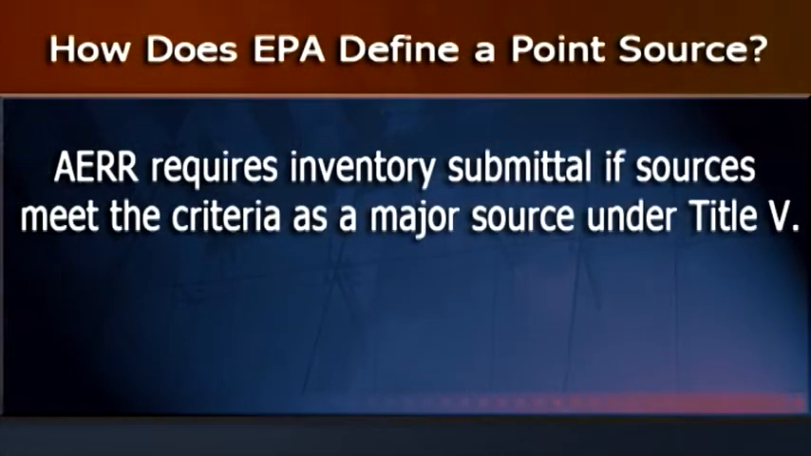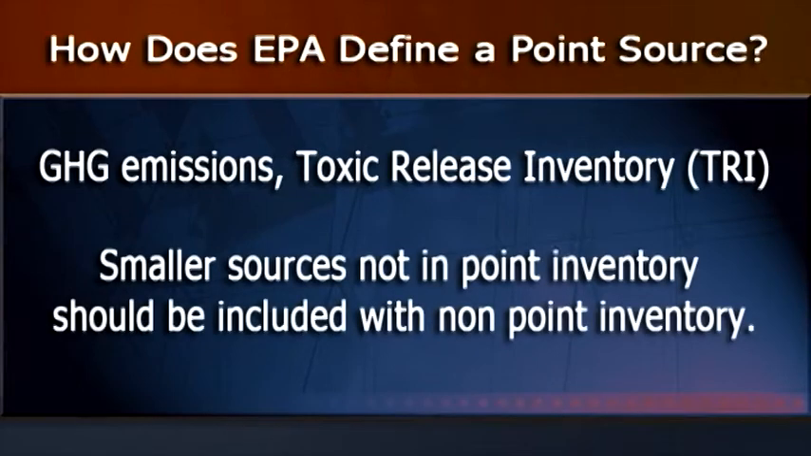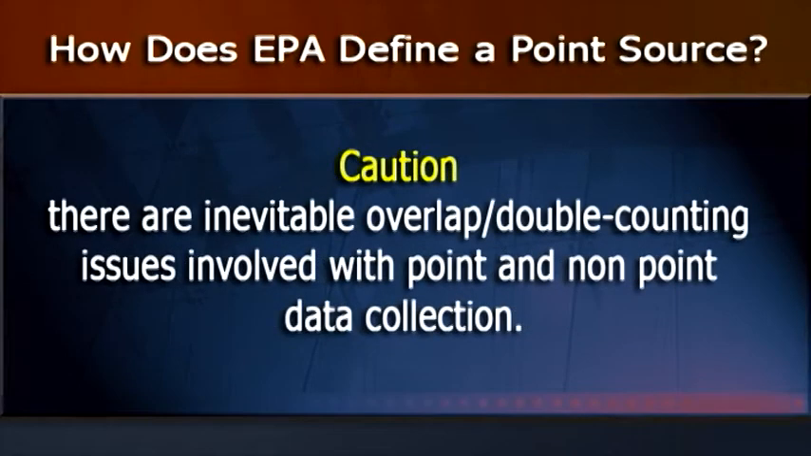How does EPA define a point source? Well, the AERR requires inventory submittal by a point source if it meets the criteria as a major point source under Title V. Plus, all the smaller facilities that a state chooses to include are defined as point sources. Plus, any sources covered by the greenhouse gases or toxic release inventory reporting requirements. Note that emissions of smaller sources not in the inventory should be included in the non-point inventory. But be careful to resolve the inevitable overlap and double counting issues involved with point and non-point data collection.